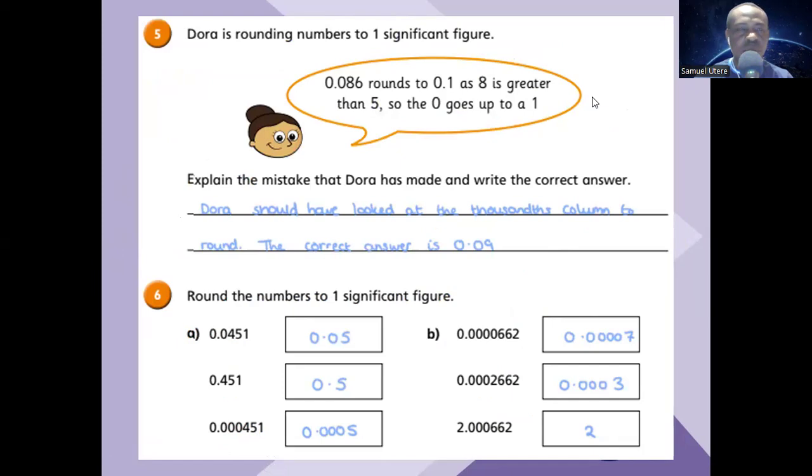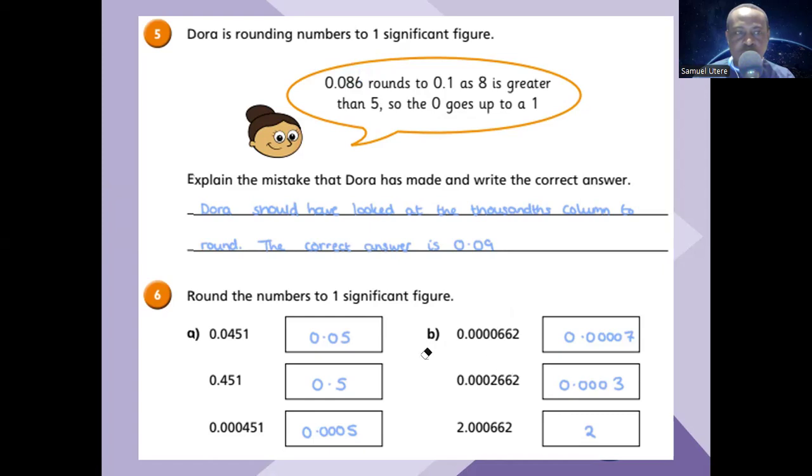So here, again, using the approach, we're interested in this. We look one place away, which is this, and we see that it's greater than 5, so we can increase this digit by 1. And we can just write the number as 0.09. We don't really need to write it as 0.090. It doesn't really affect the answer much. Okay, and these are the other answers.